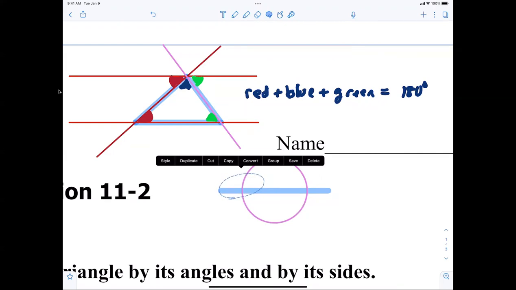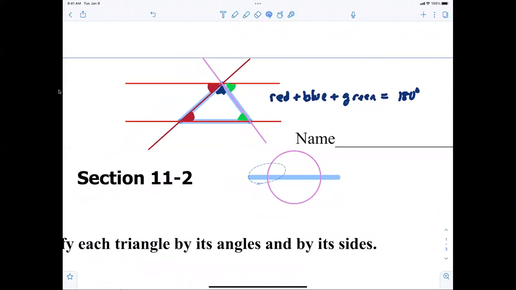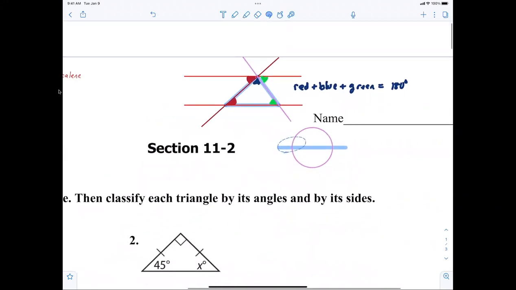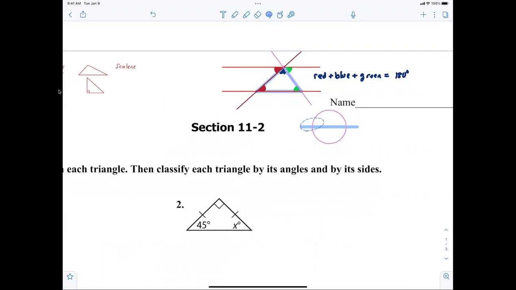So hopefully, when you take geometry and they ask you to prove the angles of a triangle add up to 180 degrees, that will be no difficult thing for you. But most people have no idea why the angles of a triangle add up to 180 degrees. With that being said, I have done everything I can do for you today. Now we'd like to get through the homework.